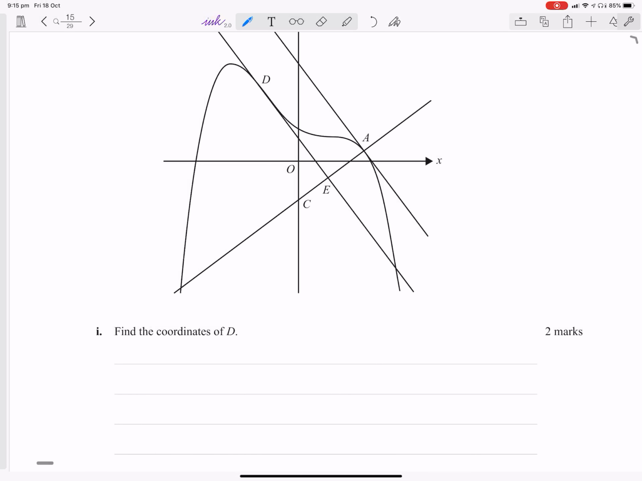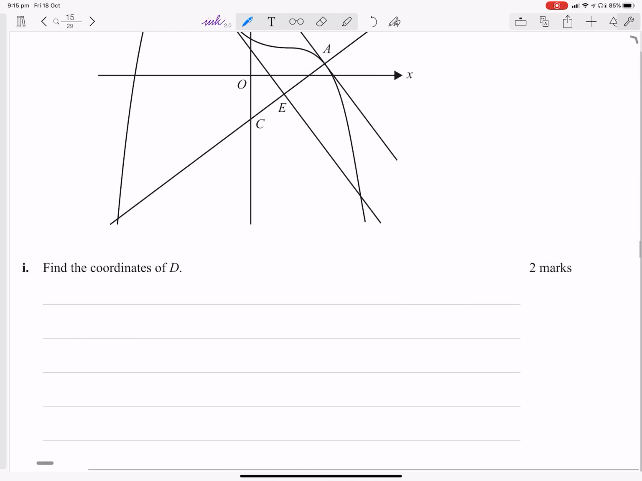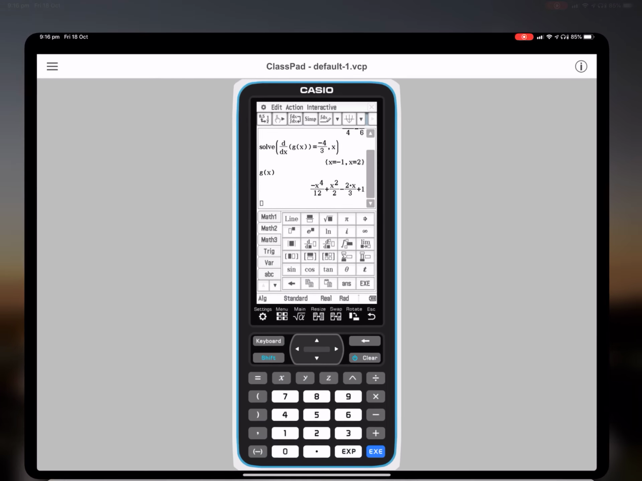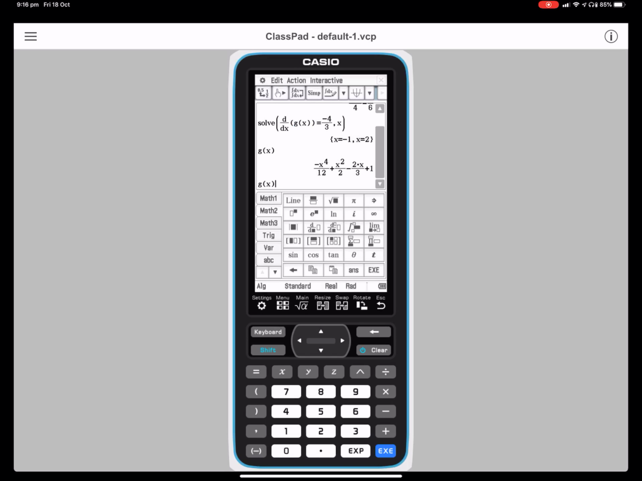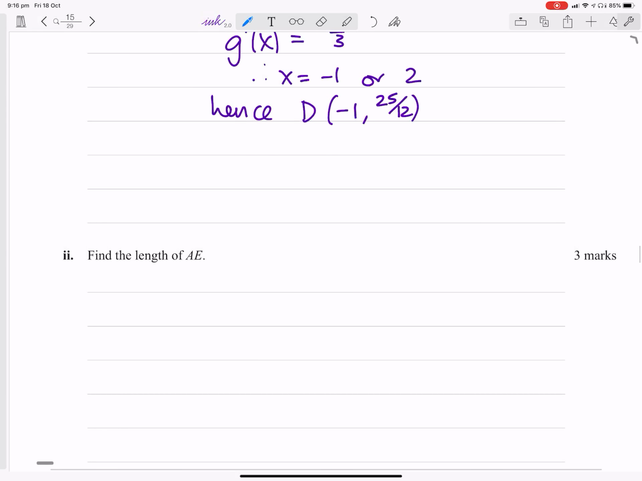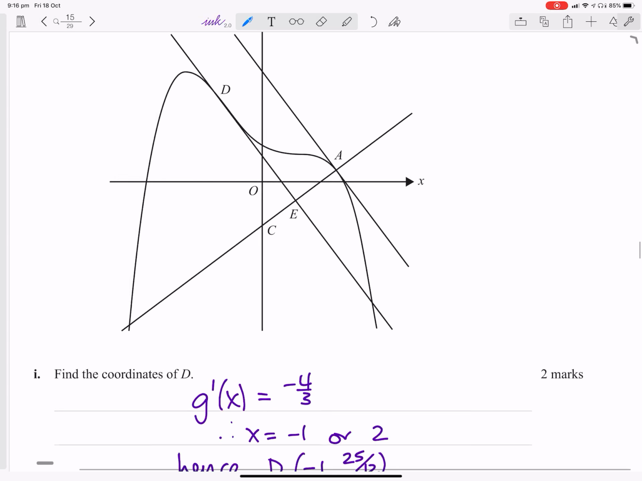So we say g dash of x equals negative 4/3. Therefore, x equals negative 1 or 2. Hence, D is negative 1. And I've got to find g of negative 1 to find out what the coordinates are. 25 on 12. So that's the coordinates. Find the length of AE.